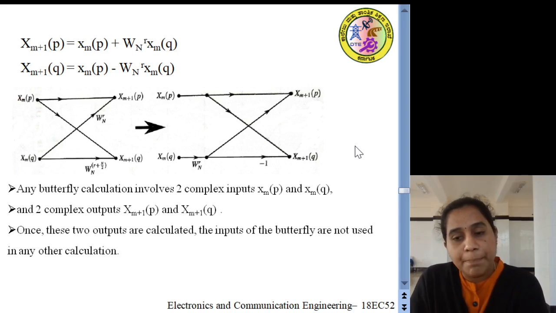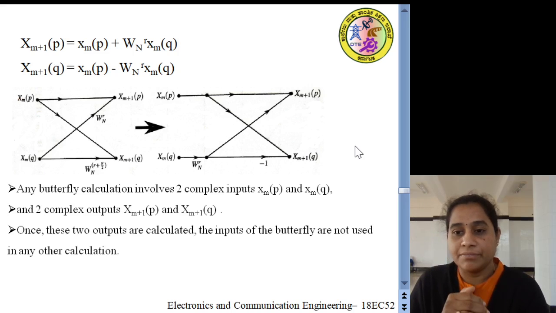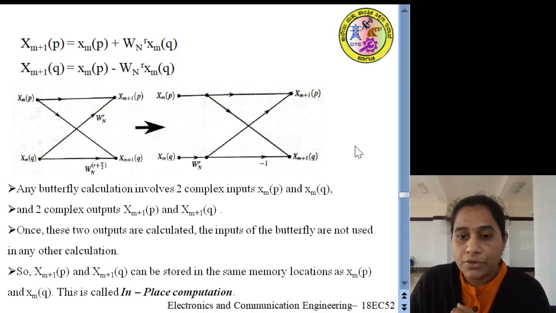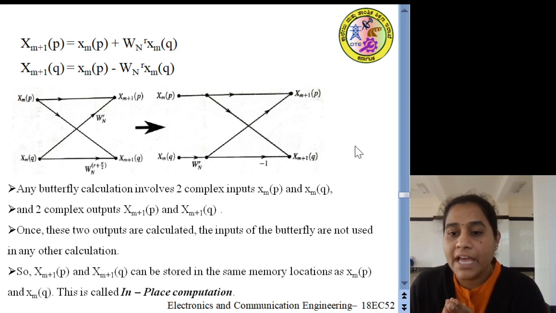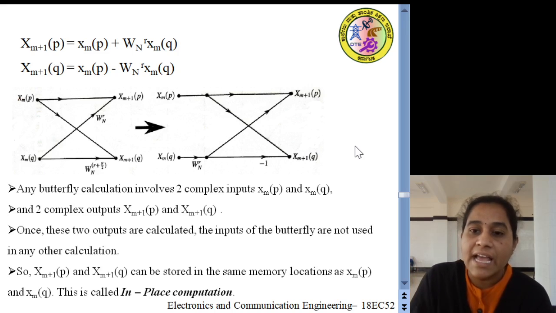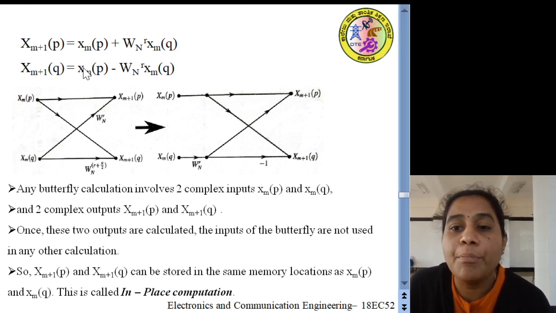The same thing is applicable for the DIF FFT algorithm. So xm plus 1 of p and xm plus 1 of q can be stored in the same memory locations as the inputs xm of p and xm of q. So this is called in-place computation.